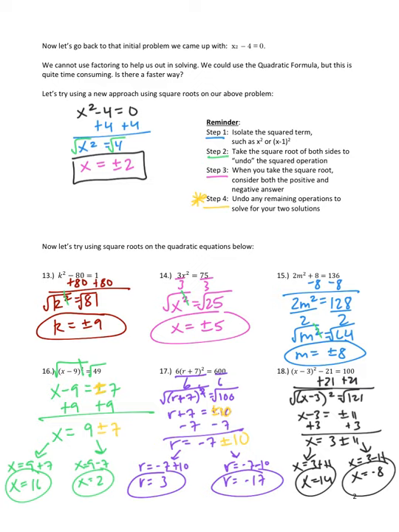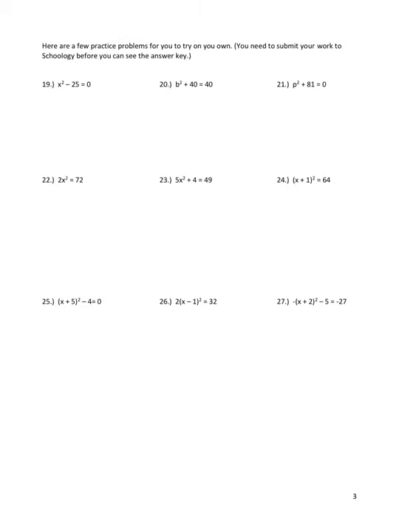All right, nice job. I think we're ready to move on to some practice on our own. Okay, here are a few practice problems for you to try on your own. Once you're done with these, submit these and your notes to Schoology before you can check the answer key. You got about 9 problems. You're seeing all types of varieties.